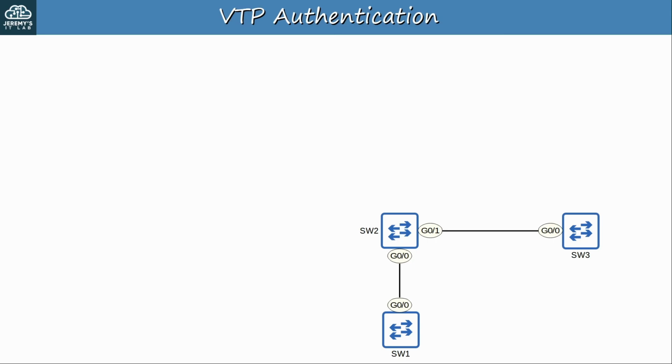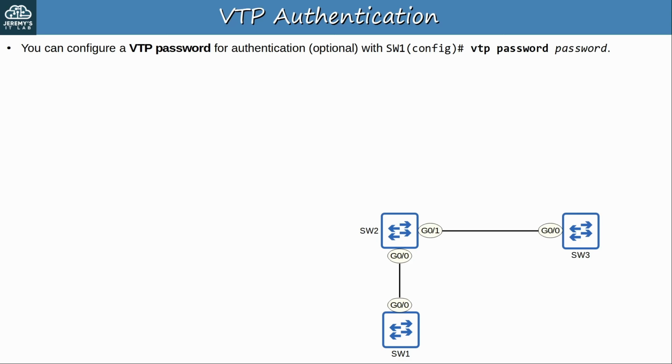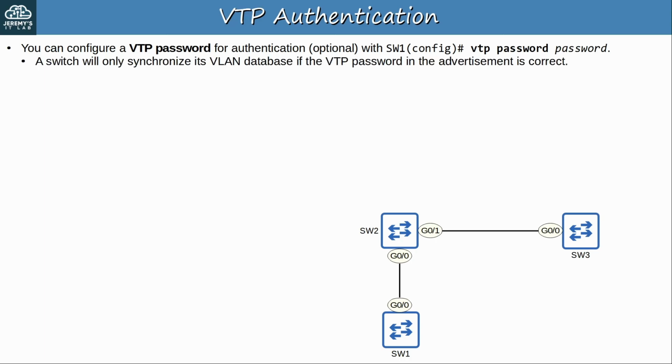Next up, VTP authentication. You can configure a VTP password for authentication, although it is optional. The command is vtp password. A VTP switch will only sync its VLAN database if the VTP password in the advertisement is correct. However, a transparent switch will forward VTP advertisements even if the password is different. Let's see how the password works.